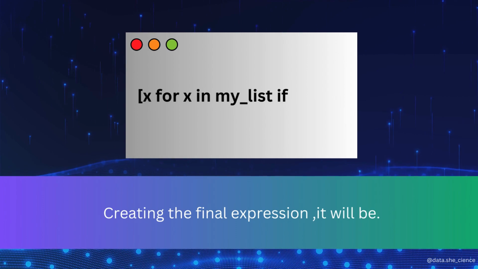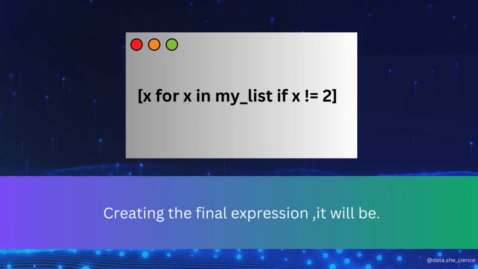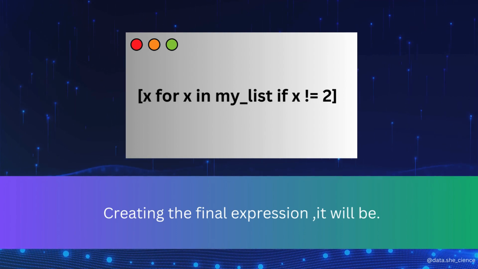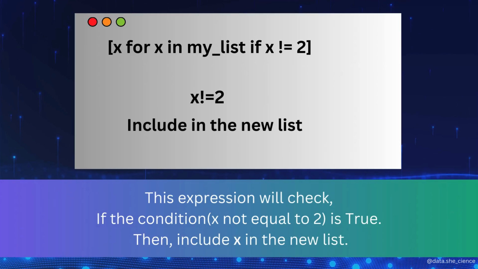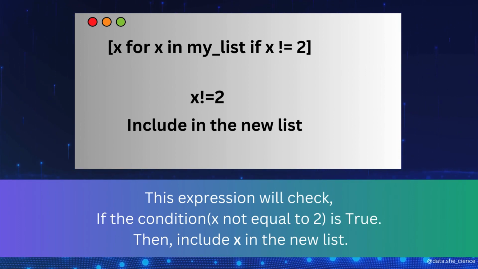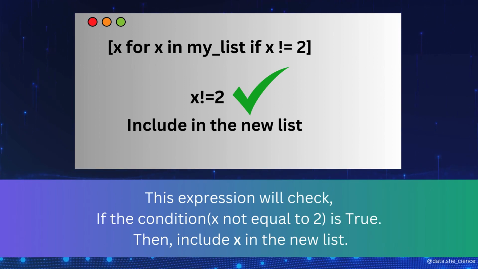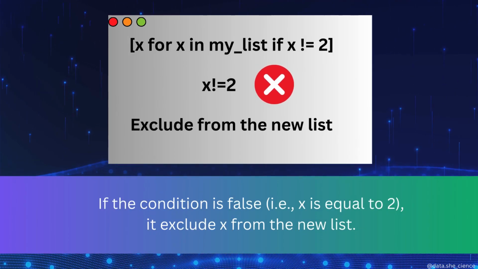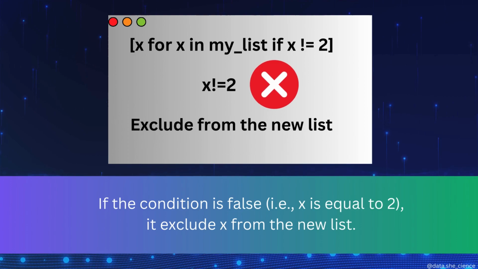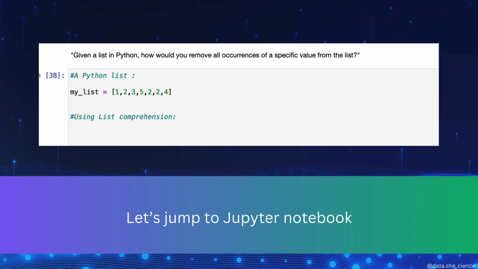Creating the final expression, it will be inside square braces: x for x in mylist if x not equal to 2. This expression will check if the condition x not equal to 2 is true. Then include x in the new list. If the condition is false, that is x is equal to 2, it excludes x from the new list. Let's jump to Jupyter Notebook.